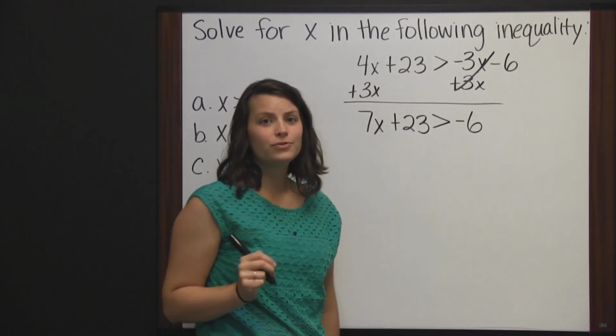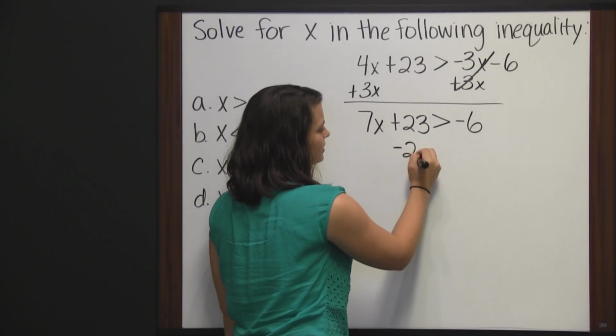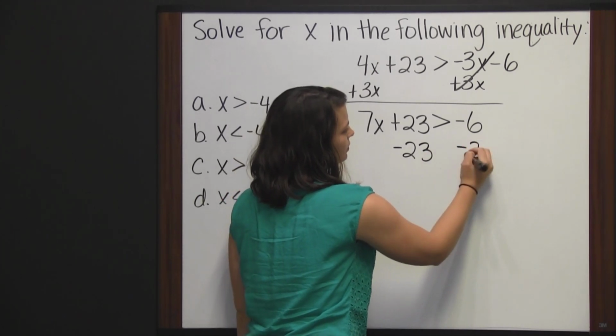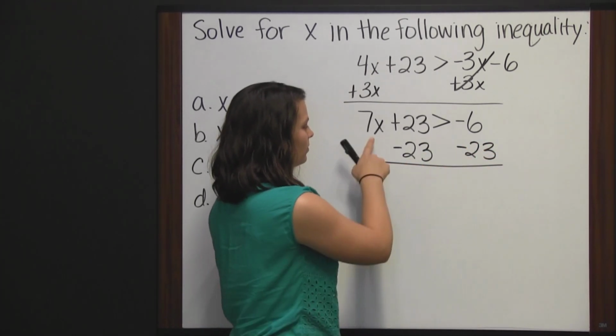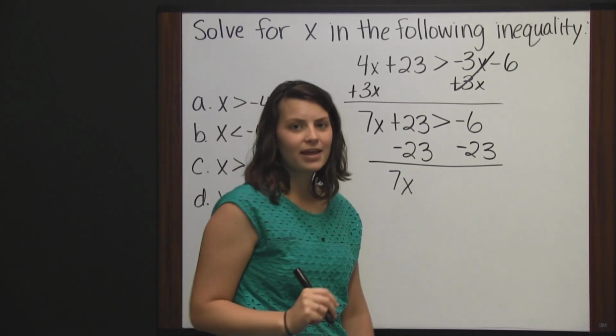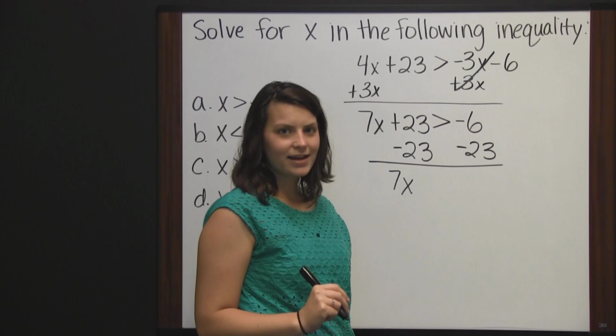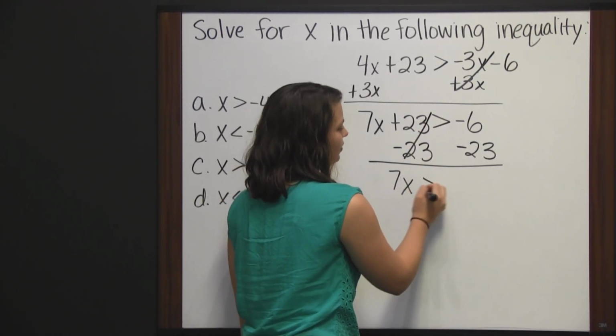Next, we want to remove 23. The opposite of adding 23 is subtracting 23. So subtract 23 from both sides. Bring down the 7x. Plus 23 and negative 23 are additive inverses, so they cancel. Bring down the greater than sign.